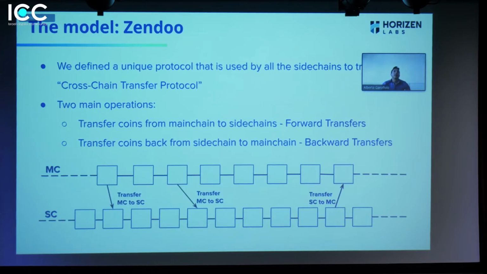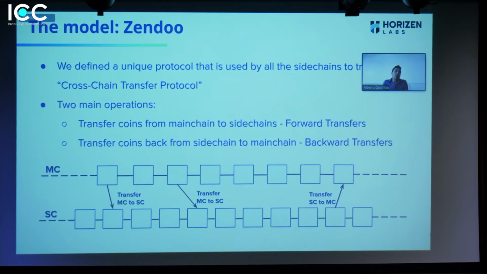Okay, we ended up with a model that is called Zendoo, but in reality, we had a first version that was using a penalty scheme and an incentive scheme to keep the sidechain decoupled and to implement the protocol for exchanging the coins. But then we moved on and built a more robust protocol that leverages SNARKs, which we are going to see today. In any case, we defined a unique protocol that has to be used by all the sidechains to communicate with the main chain, and we called it the cross-chain transfer protocol.